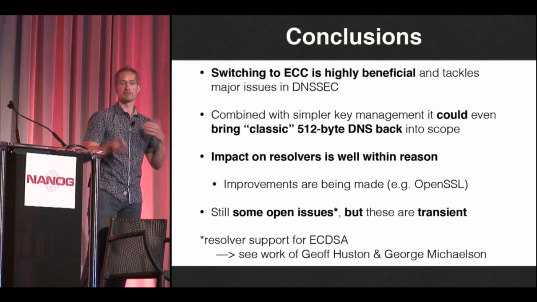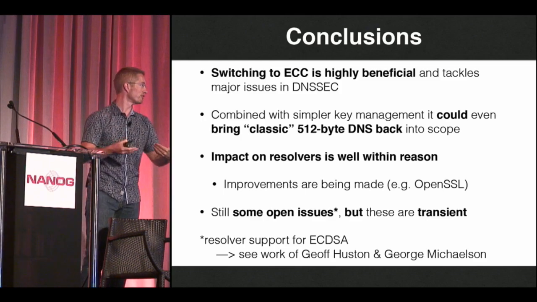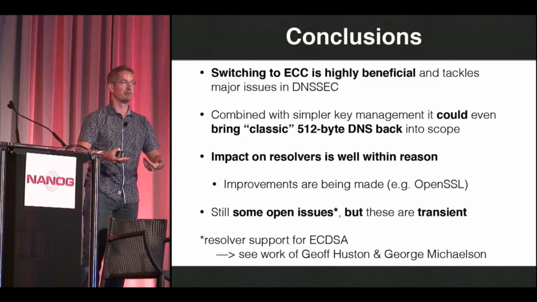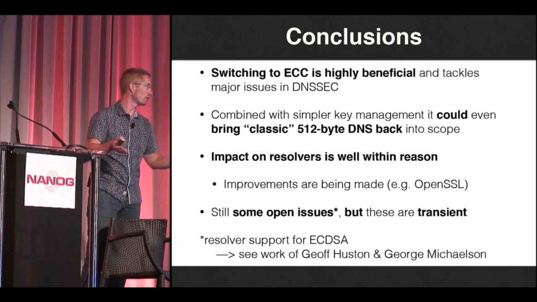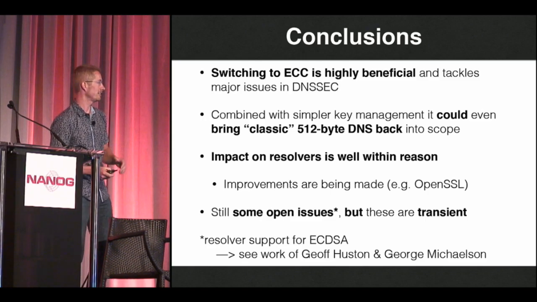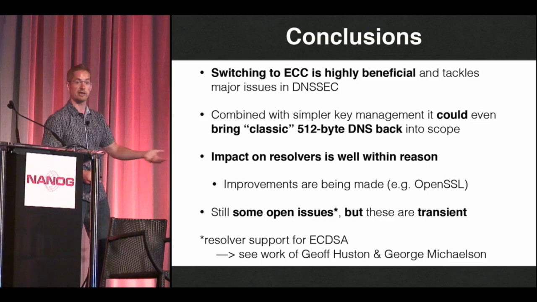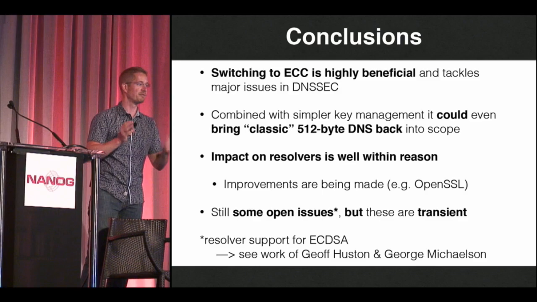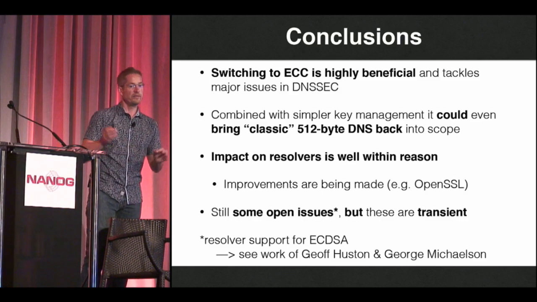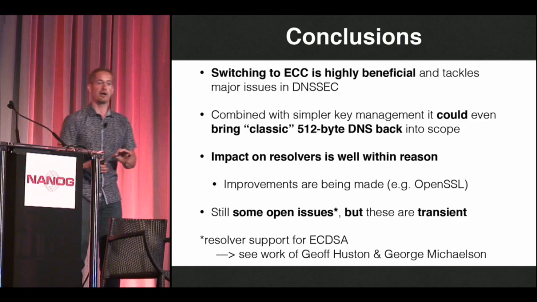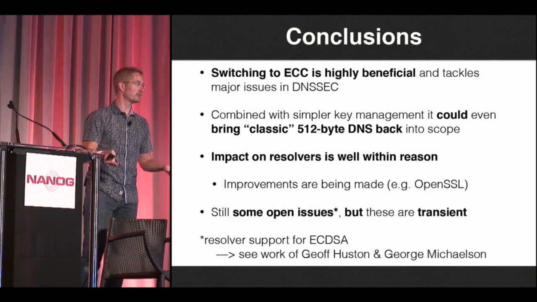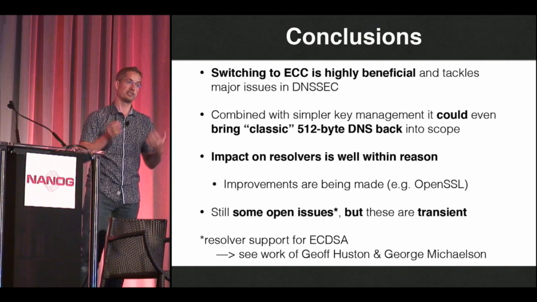The impact on resolvers is well within reason, and there are actually many improvements being made to elliptic curve implementations. For instance, Cloudflare, who have deployed DNSSEC on their infrastructure, have contributed an improvement to OpenSSL that speeds it up by about a factor of 4. There are still some open issues, and the biggest of these is resolver support for ECDSA. So not all DNS resolver software currently supports ECDSA.